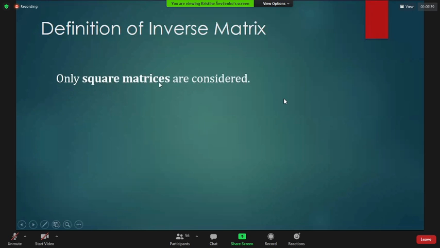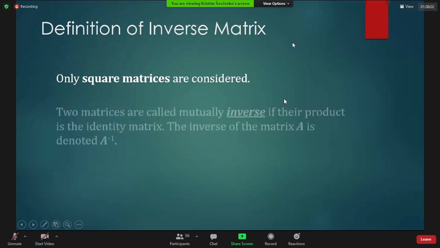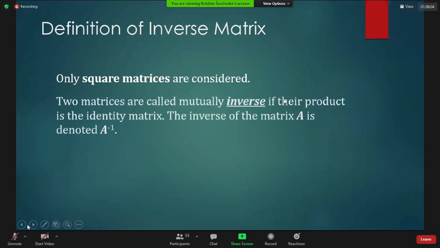First of all, we will consider only square matrices. But secondly, there's another thing. First of all, I would like to use a comparison. When we have numbers, the numbers usually come in pairs. There is such an idea as reciprocal numbers.